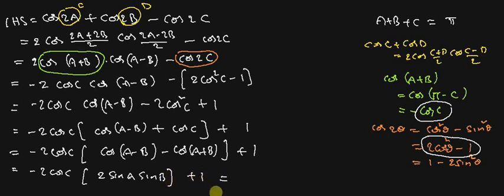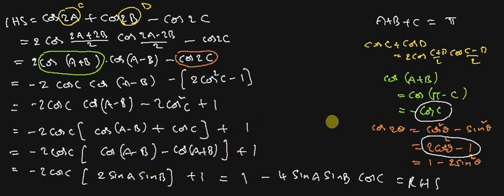So this is equal to, after multiplying, 1 minus 4 sin a sin b cos c, which is the RHS of the given problem. Okay, do you understand this? Good. Right, next we are moving to the next problem.